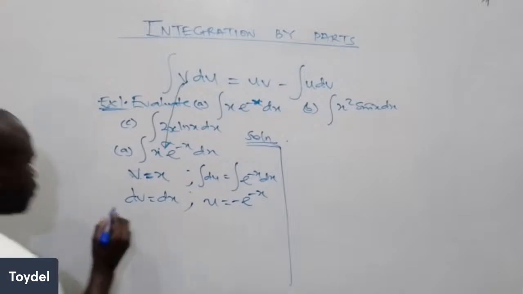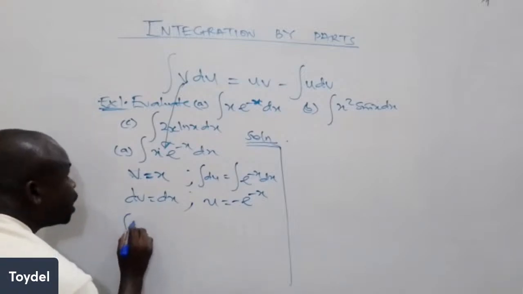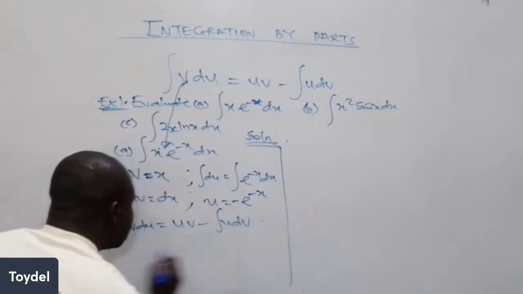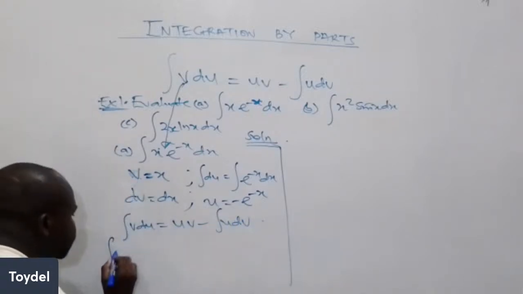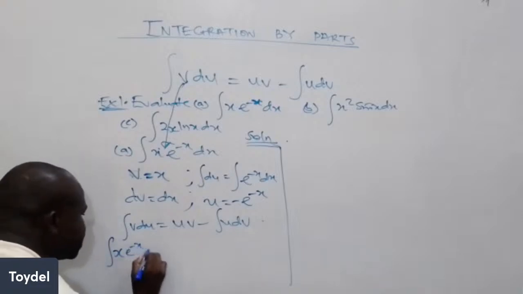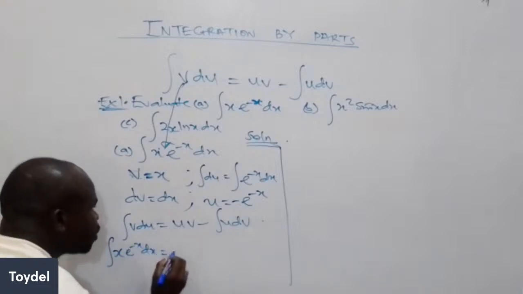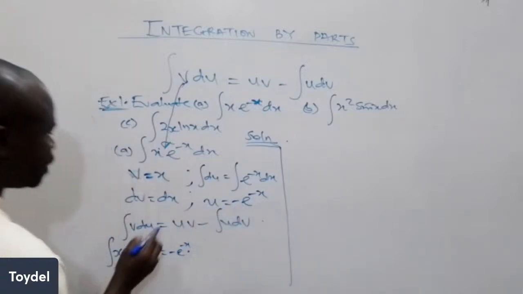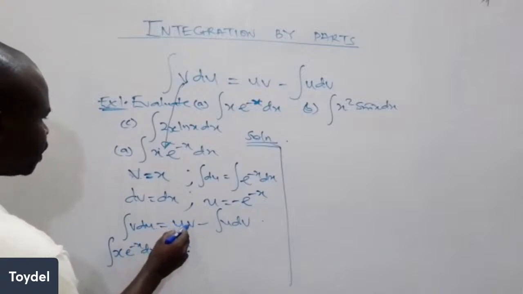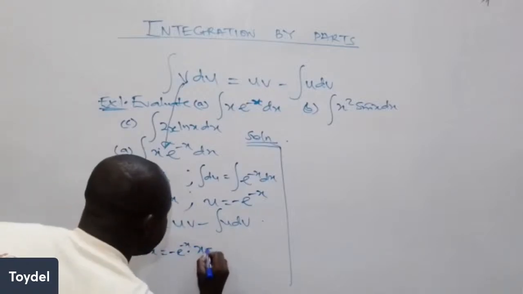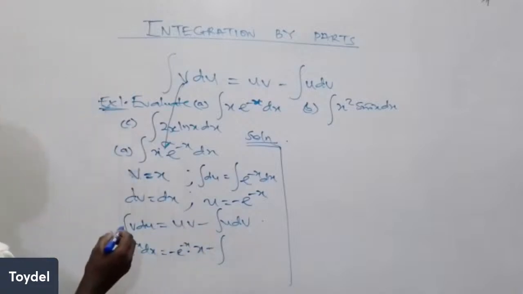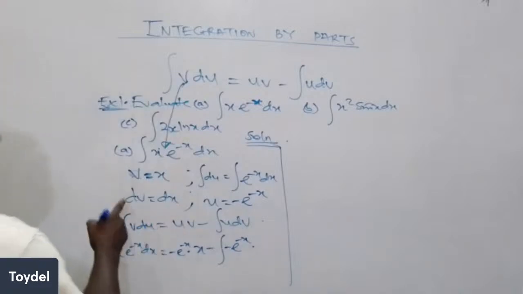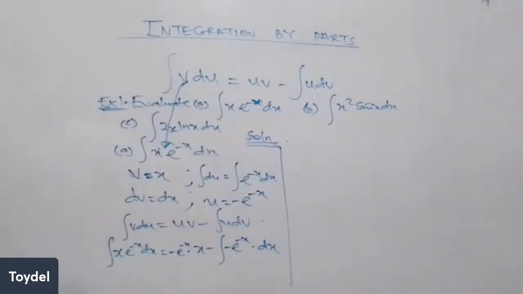We now go to the formula, which is the integral of v du is equal to uv minus the integral of u dv. So here, the integral of x e^(-x) dx will now be equal to, what is u? u is minus e^(-x), multiplied by v. v is equal to x, multiplied by x, minus the integral. What is u? u is minus e^(-x), multiplied by dv. dv is dx. That's what we are going to have.